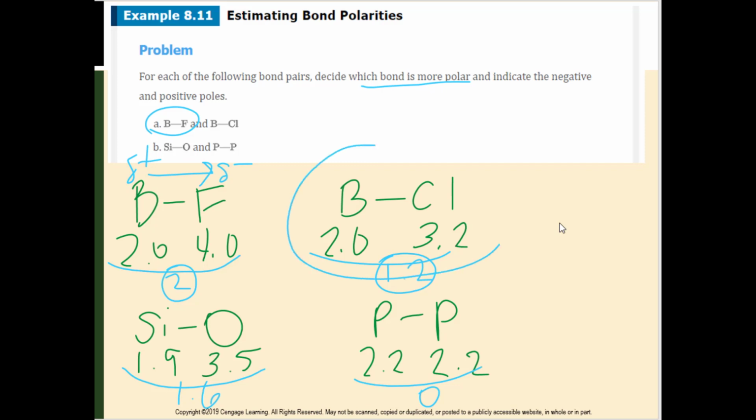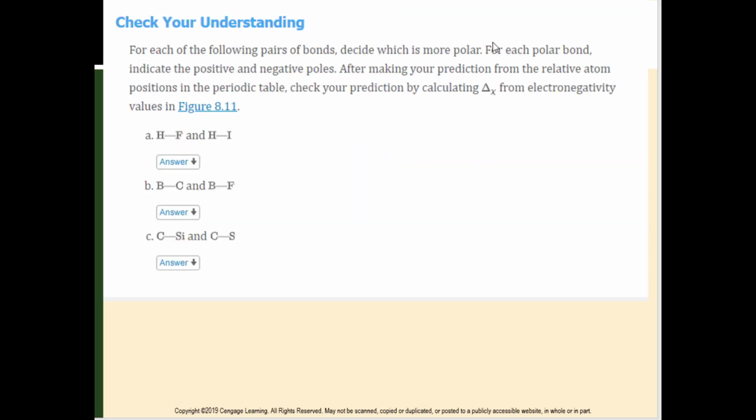Now, we could also say that chlorine has the more negative end as well, but it only asks us to do it for the one slightly positive end there. Silicon and oxygen, again, I just wrote down those values. I got a difference of 1.6, and P and P, I got a difference of 0. So silicon and oxygen also wins, and in this case, my negative end is the oxygen, positive end is the silicon, only because the oxygen had a greater electronegativity value, so it is the more negative end. It has a greater pull for electrons.